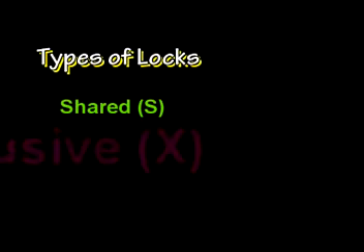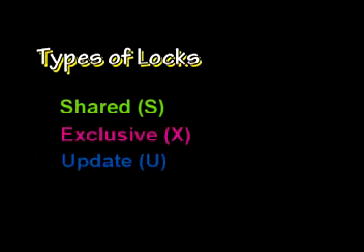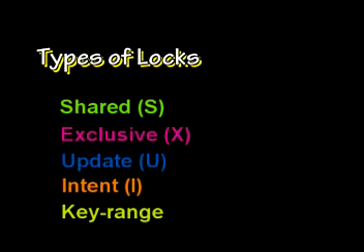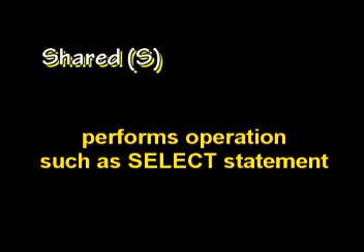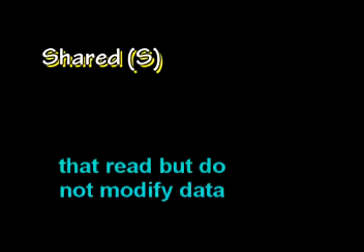There are different types of locks, but for now, we will only discuss 5 locks: the shared, exclusive, update, intent, and key range. Shared locks. A shared lock is a read lock. These are set when SQL Server performs operations such as select statements or other operations that read but do not modify data.